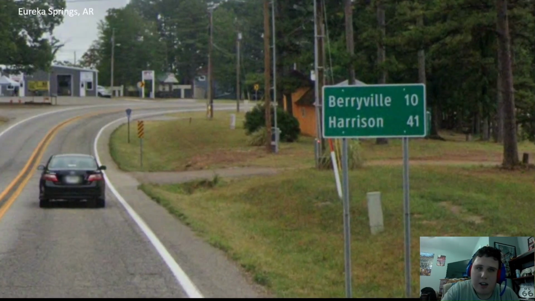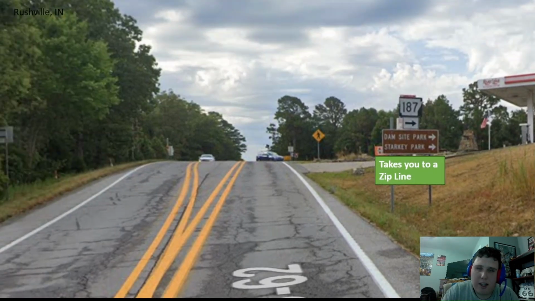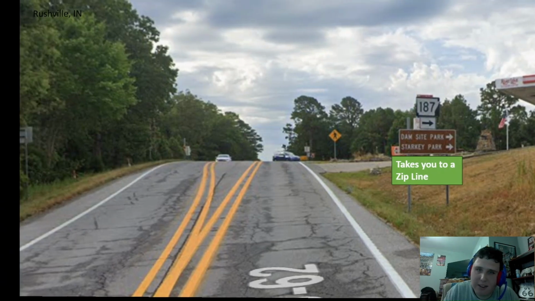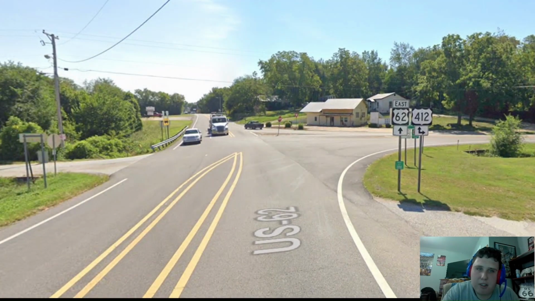Here in Eureka Springs, we have another mileage sign, and Harrison is 41 miles away. And on our way to Harrison, we actually meet Arkansas Highway 187, which takes you to the Dam Site Park and Starkey Park. It also takes you to the Ozarks Mountain Zipline place. If anyone likes ziplining, then this road is for you. Here we are meeting US Highway 412, and 412 and 62 are going to be concurrent with each other for basically most of the way in Arkansas.